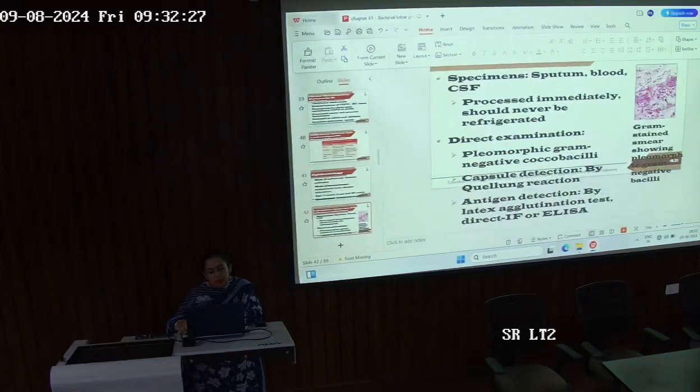Then specimens are sputum, blood, CSF. They have to be processed immediately. CSF sample is never refrigerated. It has to be processed immediately, or if you have to store it, you have to store it at room temperature only. On direct examination, pleomorphic gram-negative coccobacilli are seen on Gram staining. Capsular detection can be done by Quellung reaction, antigen detection by latex agglutination test, direct immunofluorescence or ELISA.